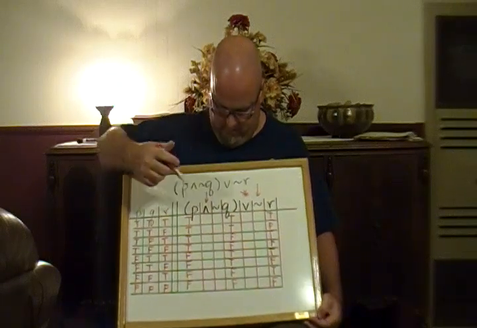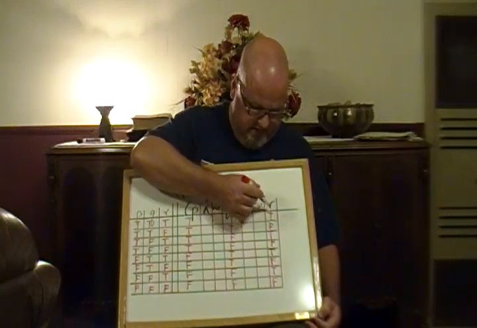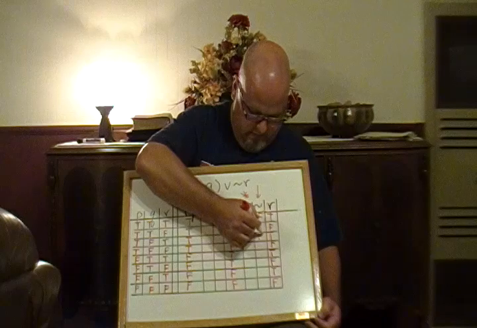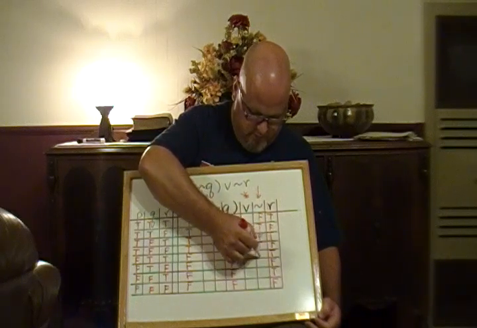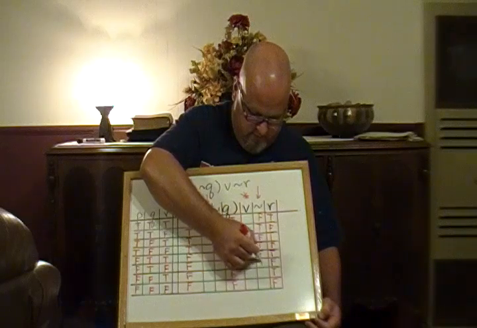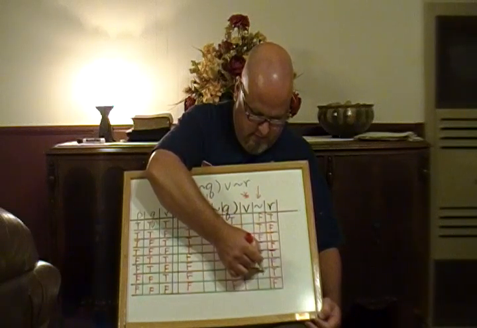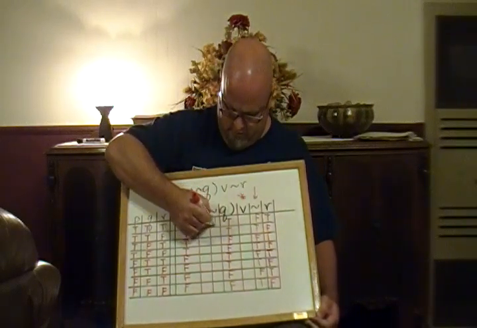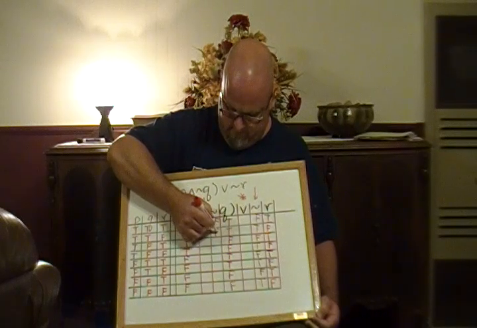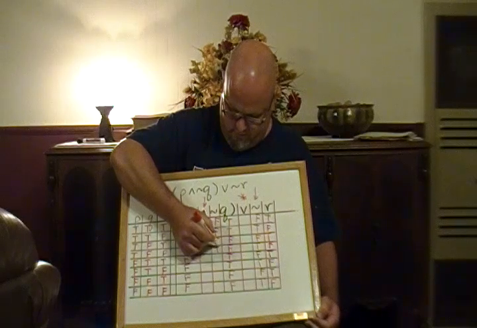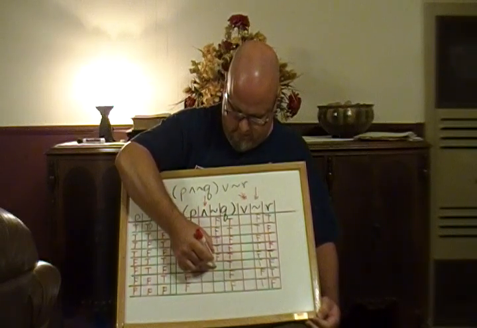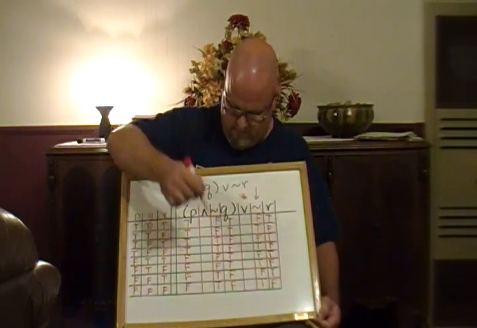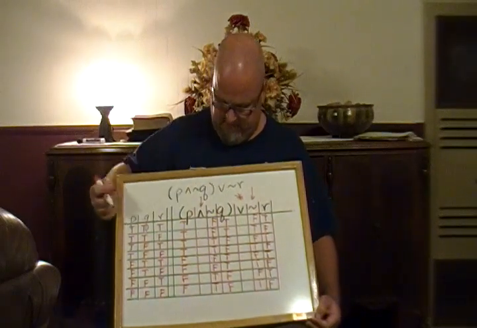Simple enough? Alright, let's do our negations first. Not R would be false, true, false, true, false, true, false, true. Negation of Q. False, false, true, true, false, false, true, true.